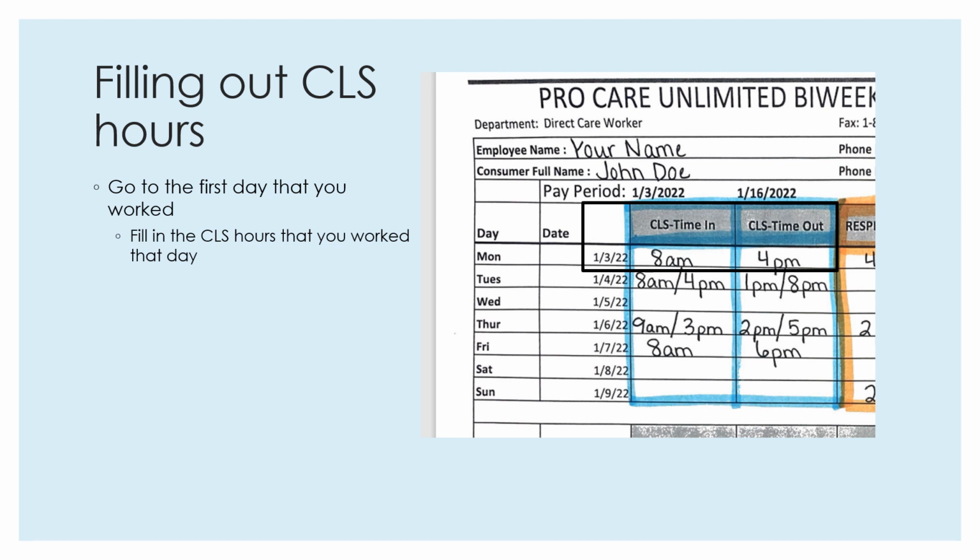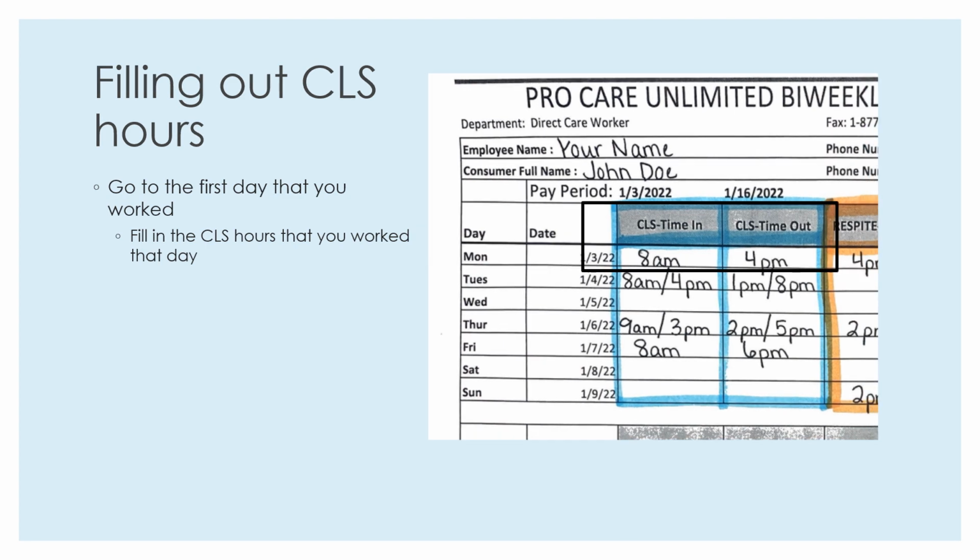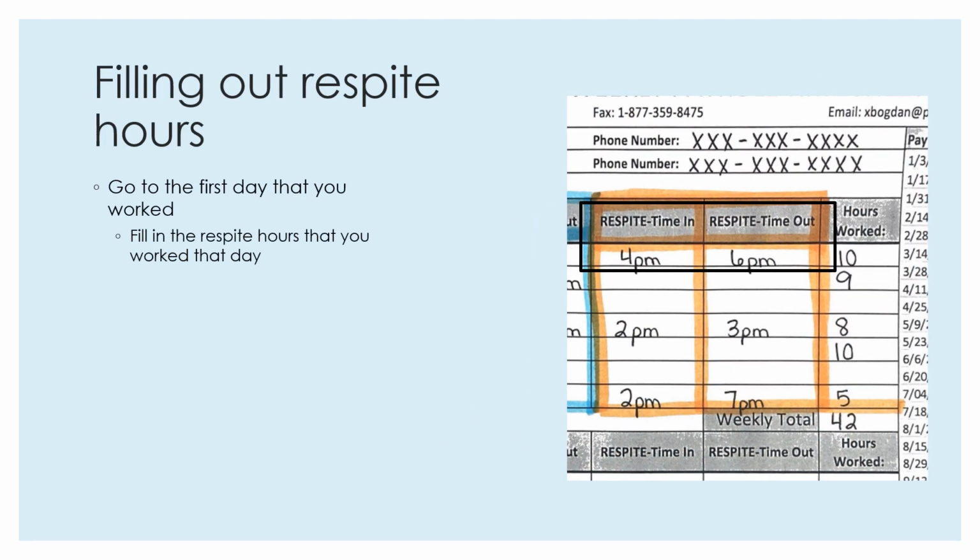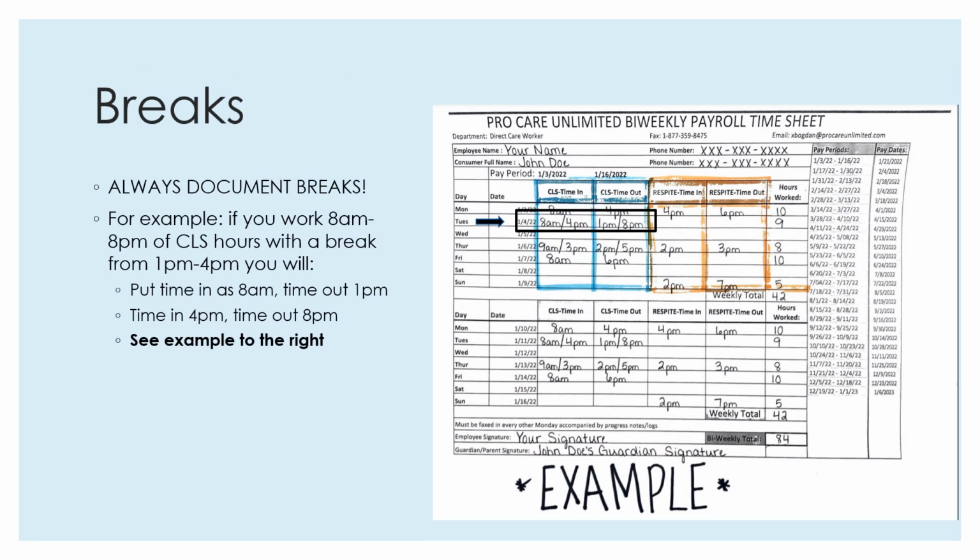After this, you will start documenting your hours. Go to the first day that you worked, where it says CLS time in and CLS time out. Write your hours for that day. Or if you worked respite hours, go to respite time in and respite time out and write the hours for that day. Make sure to include any breaks that you had.